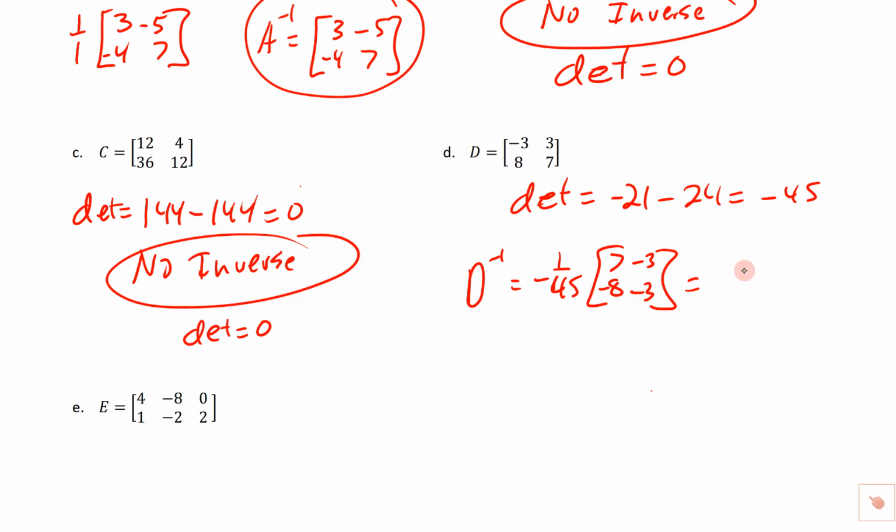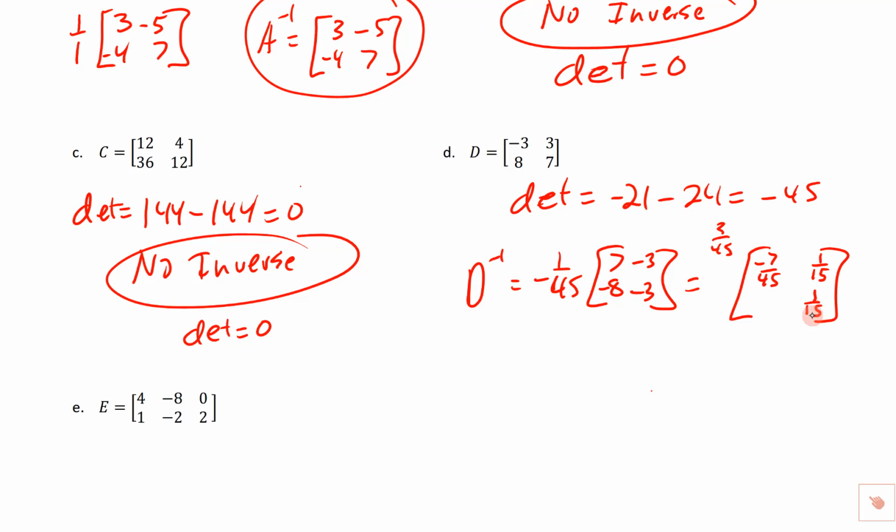So we'll go ahead and multiply through. Let's see if anything simplifies. A 7 over a 45, that's not going to simplify, so that's going to be -7/45. These three elements right here, they're all negative, so when we multiply them by a negative, they're going to be positive. And if I've got a 3 over a 45, 3 goes in here 15 times, so this would be 1/15.